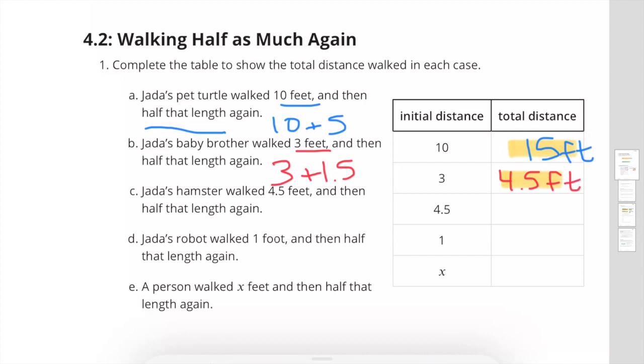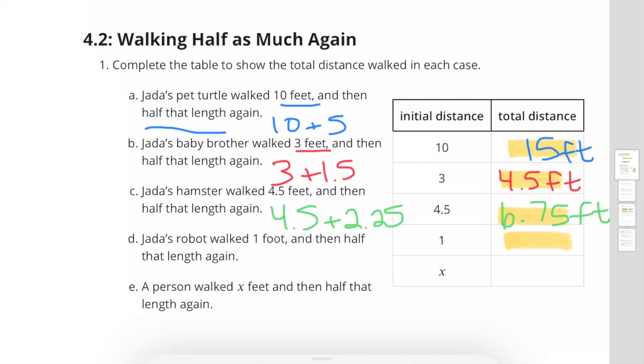On C, it says Jada's hamster walked 4.5 feet and then half that length again. So what was the hamster's total distance traveled? Okay, so 4.5 feet, and then we have half of 4.5, which would be 2.25. Okay, so that gives us 6.75 feet. Good.